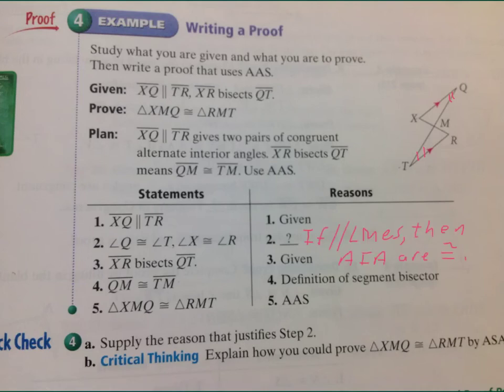Hopefully you came up with if parallel lines, then alternate interior angles are congruent. And the same thing can be said about angle X and angle R. If parallel lines, then alternate interior angles are congruent. Now, if XR bisects QT, why can we say that QM right here is going to be congruent to TM right here? Well, that would be by definition of a segment bisector. They told us that XR bisects QT, so those two segments must be the same, and now we can say triangles are congruent by angle, angle, side.